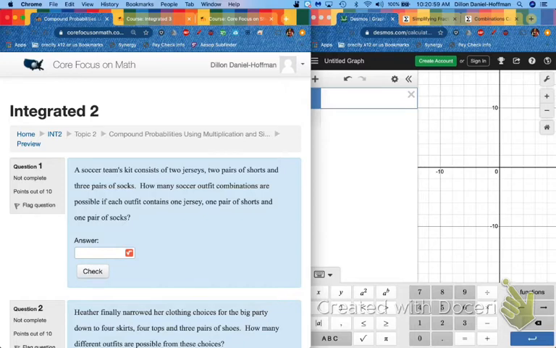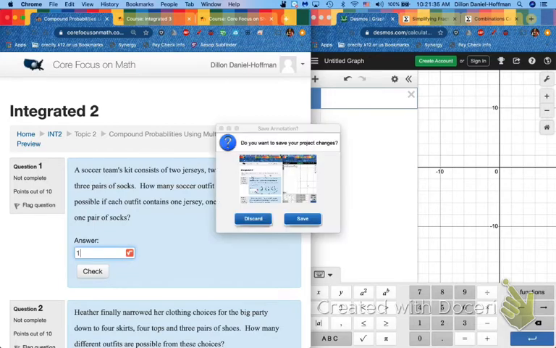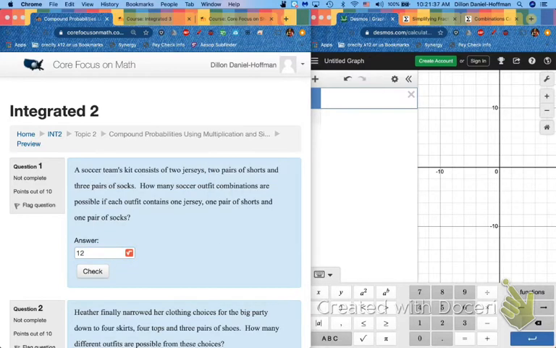So in this case, you need to figure out how many jerseys you have, how many pairs of shorts you have, and how many pairs of socks you have. Then you multiply those numbers together, and whatever you get is your answer. So for me, 2 times 2 is 4, and 4 times 3 is 12. As always, make sure that you're using your numbers and not mine, as yours are probably different unless you got really lucky. And if you input 12, you're probably going to get it wrong.